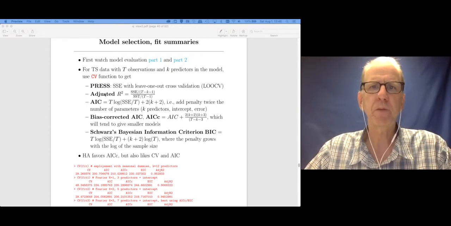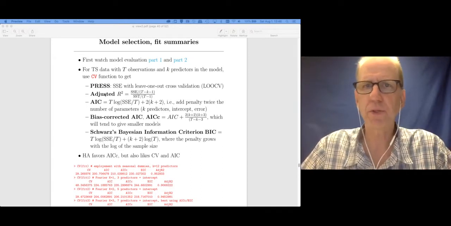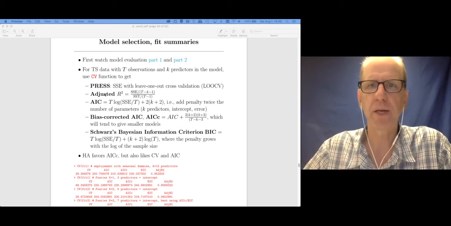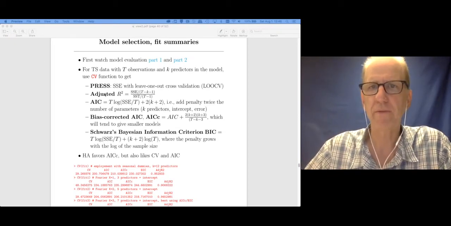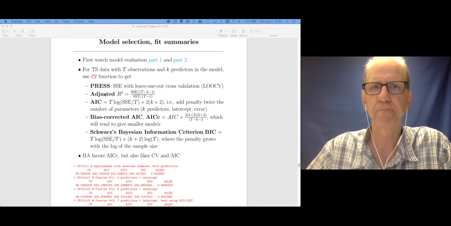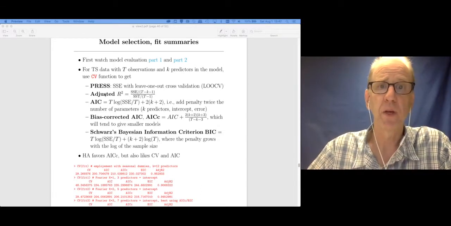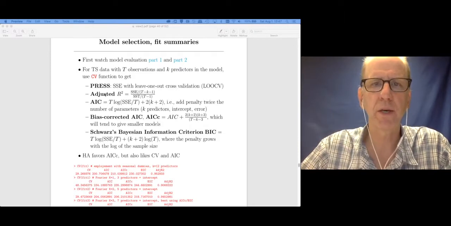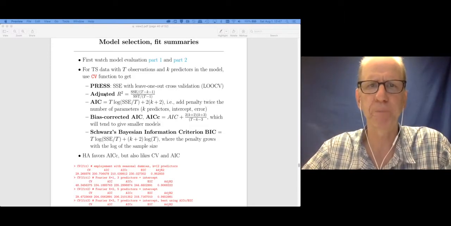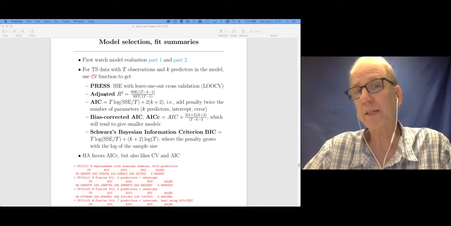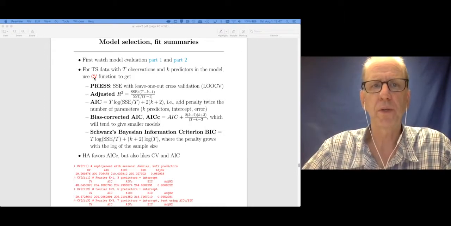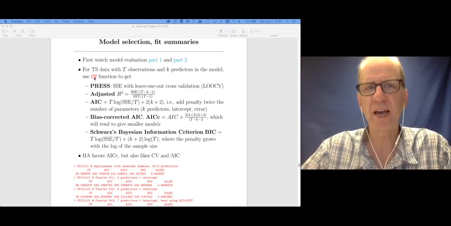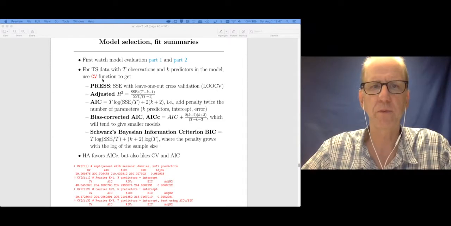The approaches for time series are basically the same. Use data that you haven't used to fit the model, or add a penalty that penalizes based on how complex the model is. R makes this quite easy for you with the capital C, capital V function, and it reports 5 different measures.